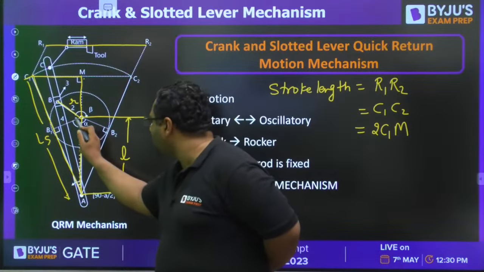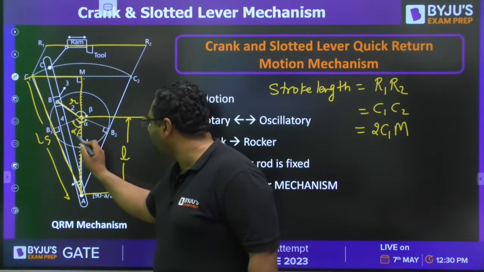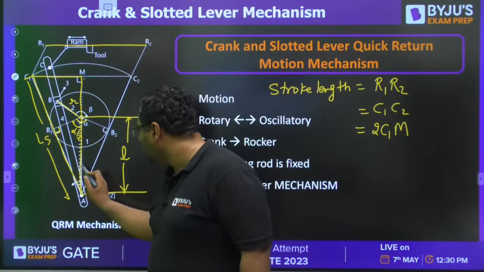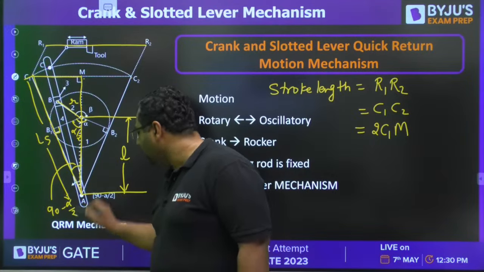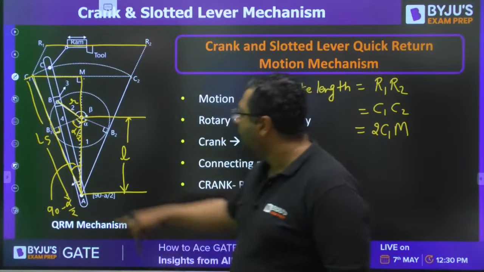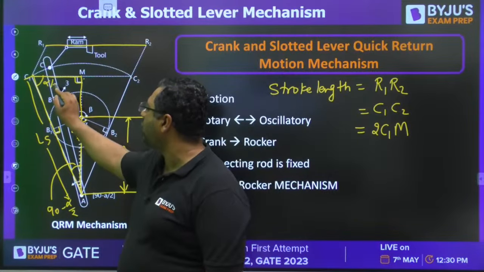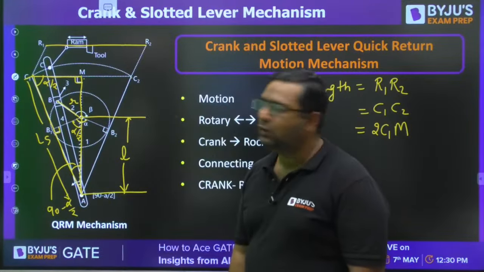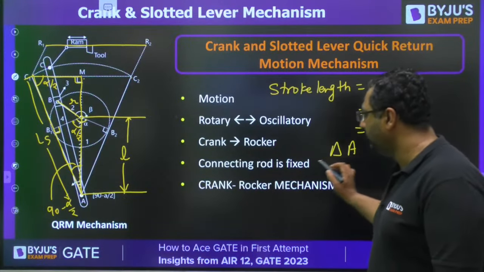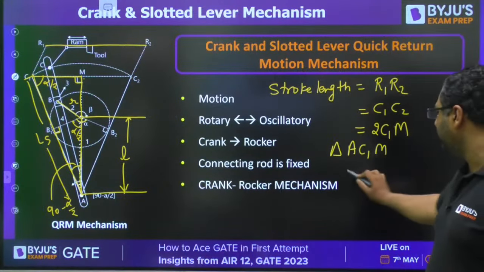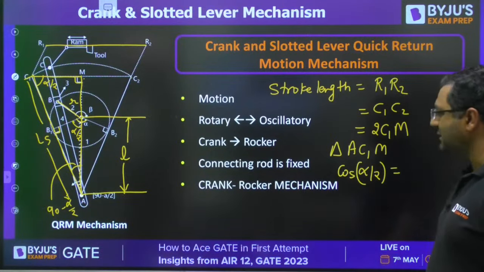You can see if this total angle is alpha, this half angle will be alpha by 2. And if this angle is alpha by 2, and this angle is 90, then this angle must be 90 minus alpha by 2. If this is 90 minus alpha by 2, and this is 90, this is going to be alpha by 2. So my dear, you can use cos alpha by 2 for this triangle A, C1, M, we can write cos alpha by 2 as.